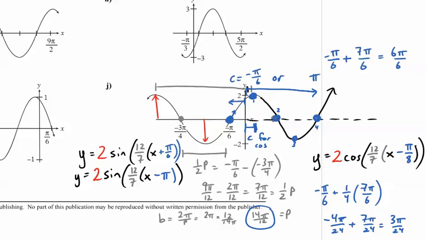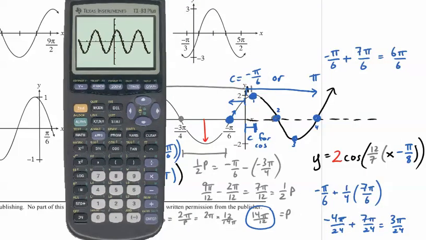And again, I don't really feel confident about that answer, so I'm going to verify with my graphing calculator. 2 cosine 12 over 7 x minus pi over 8. And I'll give it a special ball so that we can see it coming. There it is. Yay! It matches. So there's 3 different graphs that all give you the same picture. 3 different equations.